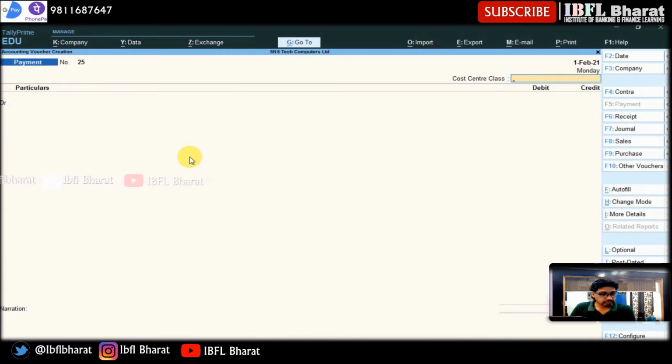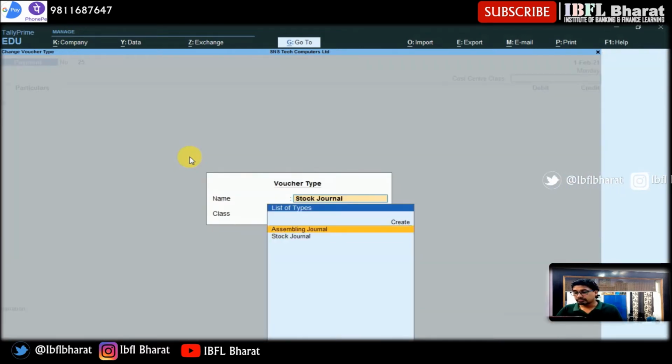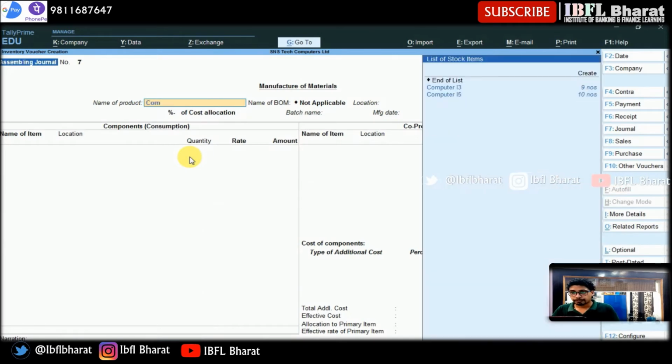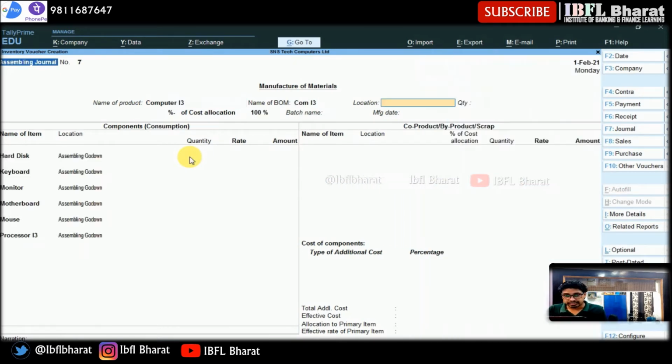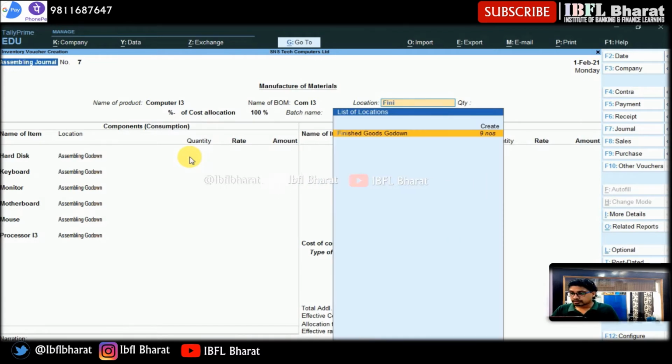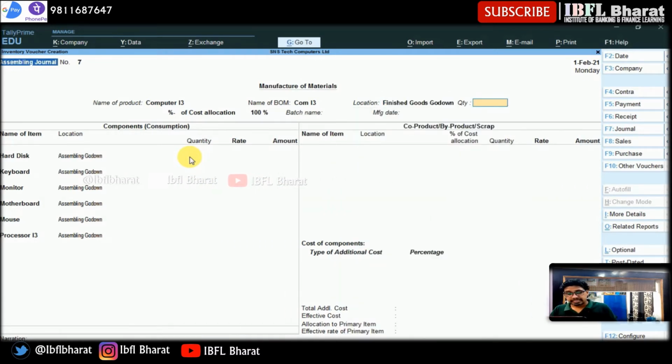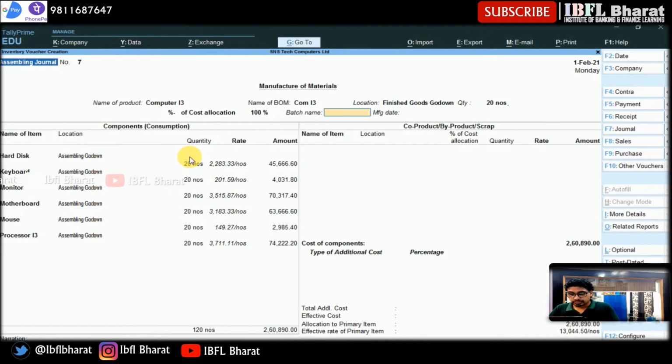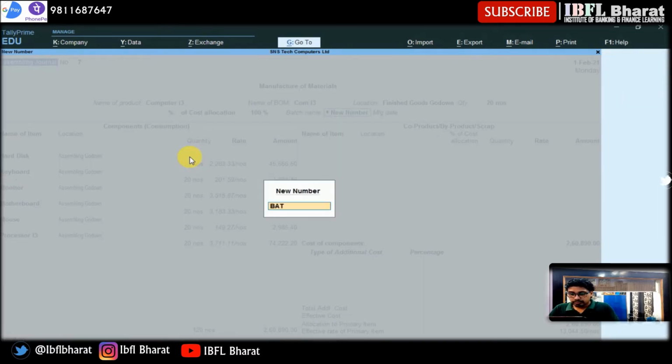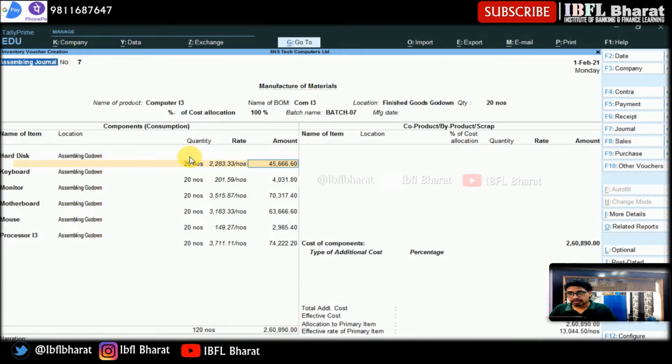Okay, next transaction is the company assembled 20 computers with i3 configuration and 20 computers with i5 configuration. Now here is the working of assembling the configuration of computers. Various configurations are i3 and i5. Computer i3 we are making in finished goods godown. Quantity is 20, and batch name is new batch, we are taking number 07. Okay, this will be our batch code 07.